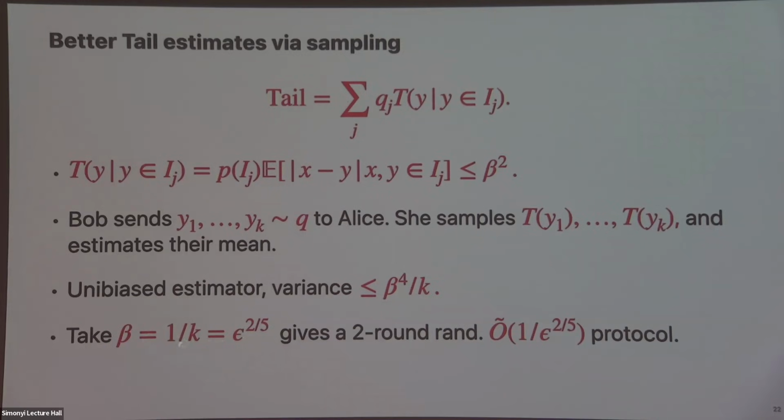You take beta equal to 1 over k, which is epsilon to the 2/5. This gives you a 2-round randomized protocol whose communication is 1 over epsilon to the 2/5. Right? It's a fairly strange number. Is this tight?